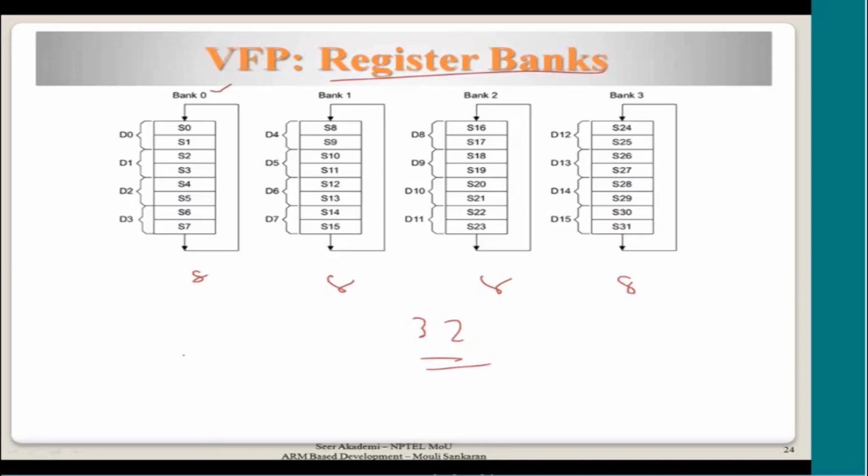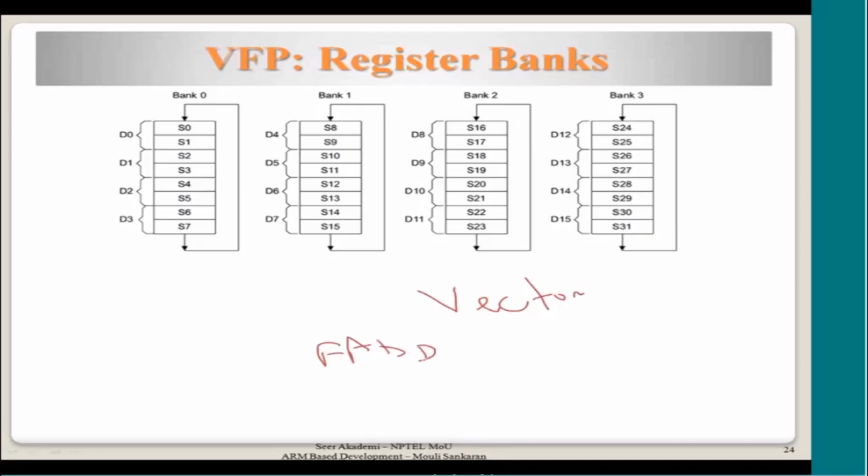Now what does this arrow indicate? It is not that these values are rotated and this content goes into this and this content goes into this. You might have seen those kinds of arrows for rotating bits within a register, but here what it means is, I told you that VFP is a vector processor, right? It works on vectors. Suppose I give an instruction, fadd, I'll give an example, S8 comma, let me erase it.